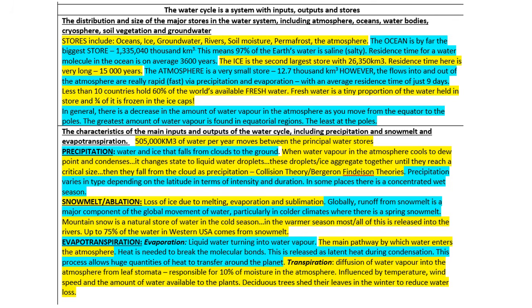The characteristics of the main inputs and outputs. So we've got precipitation. This is where water and ice falls from the clouds to the ground. So water vapour rises in the atmosphere.